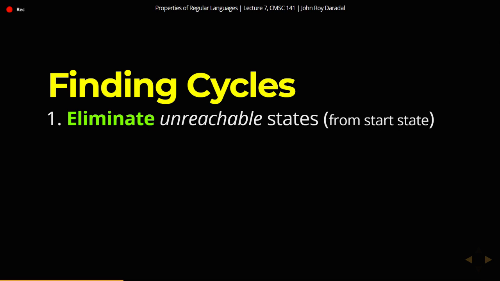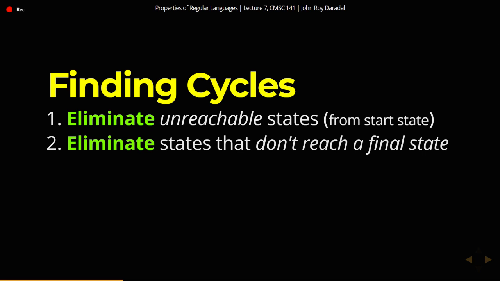So first, we will eliminate unreachable states from the start state. So just like what we did earlier in the emptiness problem, we will traverse starting from the start state and take note of those that are reachable states. If they are not reachable, then we will remove them, because anyway, we cannot reach them from the start state, so they're really useless. Okay, and the second step is we'll also eliminate states that don't reach a final state.